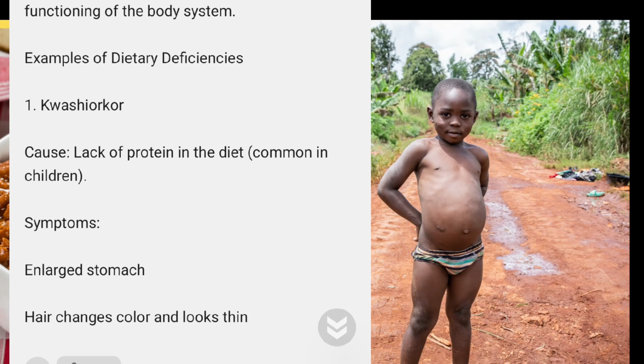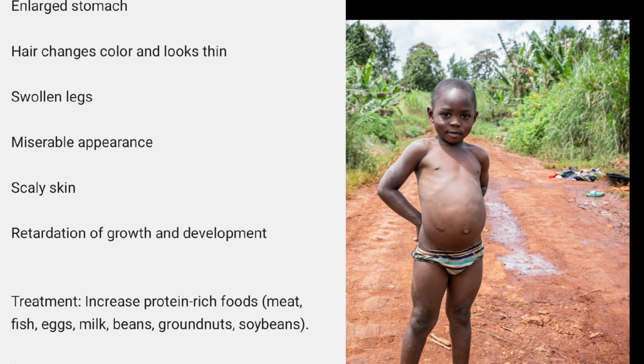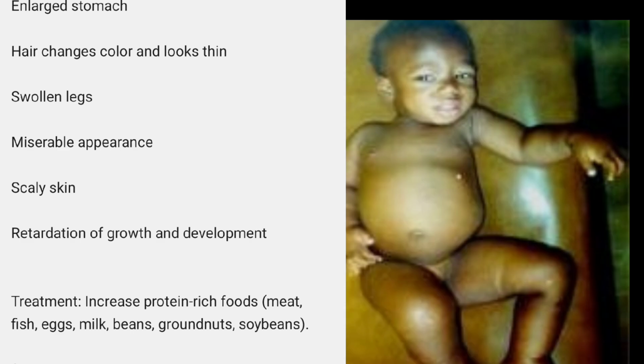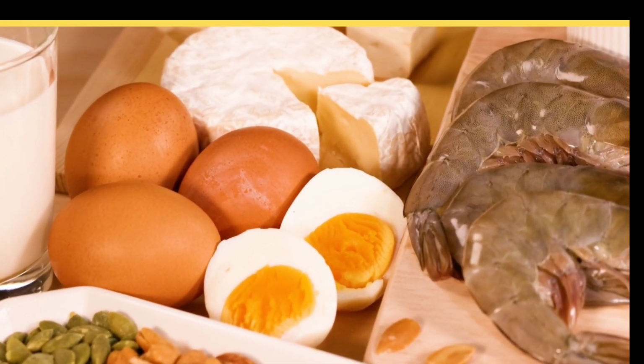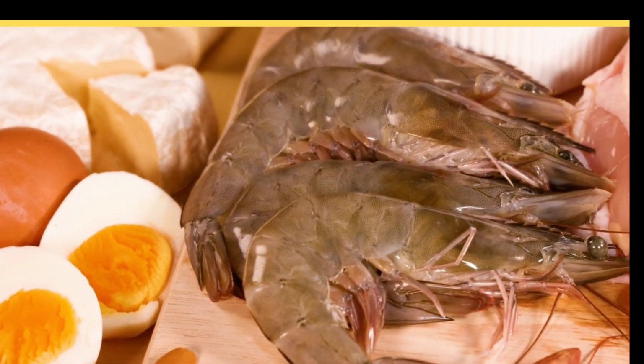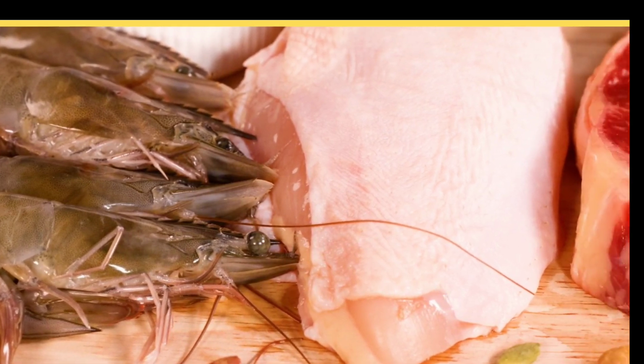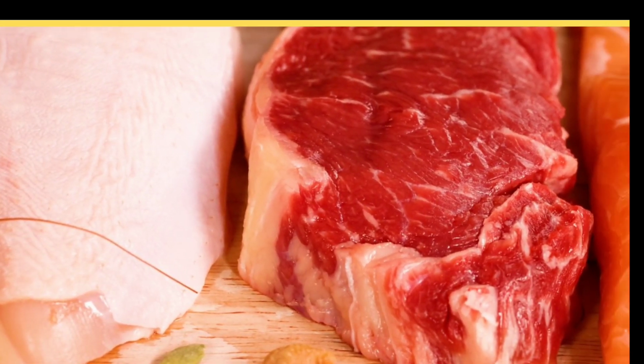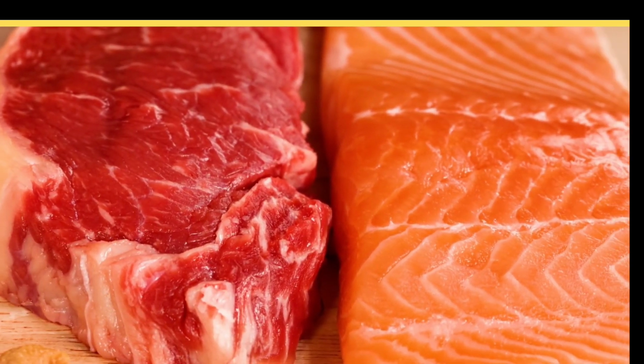Now, what are the examples of dietary deficiencies? Number one, we have kwashiorkor. The cause of kwashiorkor is lack of protein in the diet. This is common in children. Symptoms of kwashiorkor are enlarged stomach, hair changes color and looks thin, swollen legs, miserable appearance, scaly skin, retardation of growth and development. What's the treatment for kwashiorkor? Treatment: increase protein-rich foods, example meat, fish, eggs, milk, beans, groundnuts, soybeans.